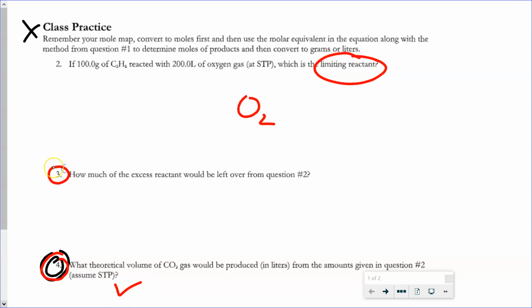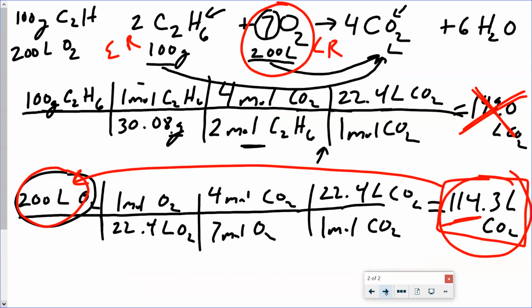Now the next question is, how much of the excess reactant will be left over from question 2? We know that when we're done, there's going to be no oxygen gas left. It's going to all run out. But that means we're going to have some leftovers of the ethane. So there's going to be some of this left over, and we want to figure out how much that is. So how do we do that?